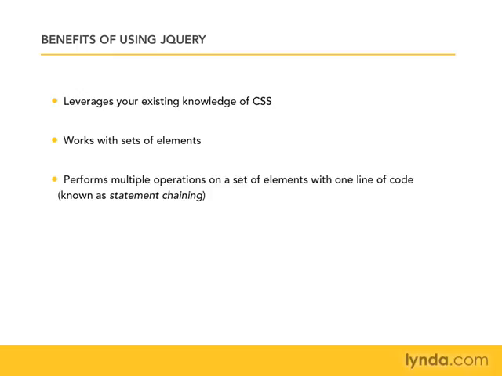jQuery also allows you to perform multiple operations on a set of elements with just one line of code. And this is a very powerful feature known as statement chaining. You'll see this again and again throughout the course. It really simplifies the way that you work with JavaScript and elements in the page, and it's one of jQuery's best features, and we'll see that throughout the course. And as I mentioned before, jQuery hides away a lot of the various browser quirks, and this allows you to concentrate on your end result. So you don't spend a lot of time trying to figure out how to achieve each effect within each individual browser. You simply write to the jQuery interface, and jQuery handles all of the individual browser features behind the scenes.